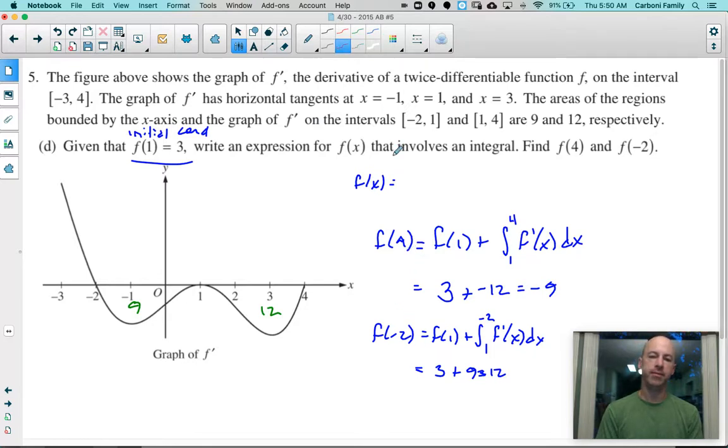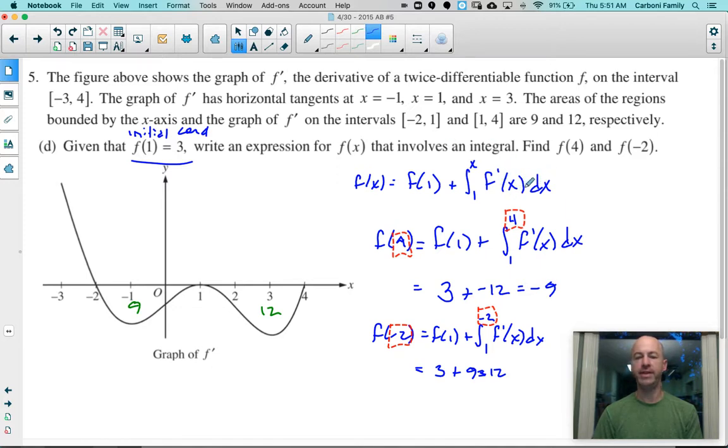And what we did, f of 4 was f of 1 plus the integral from 1 to 4 of f prime. F of -2 was f of 1 plus the integral from 1 to -2. So then f of x, we're going to do that exact same thing. It's going to be f of 1 plus the area from 1, and we're just going to put the x up here. And you may be thinking f prime of x dx. However, you are not allowed to have the same variable in the antiderivative. You cannot have a dx antiderivative with an x for the limit of integration.